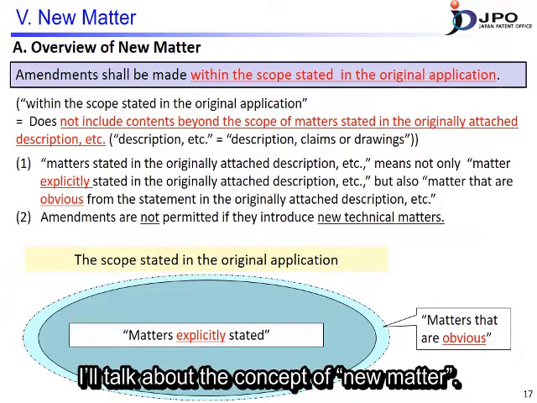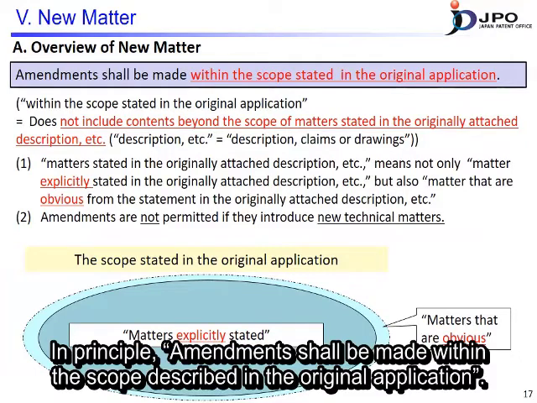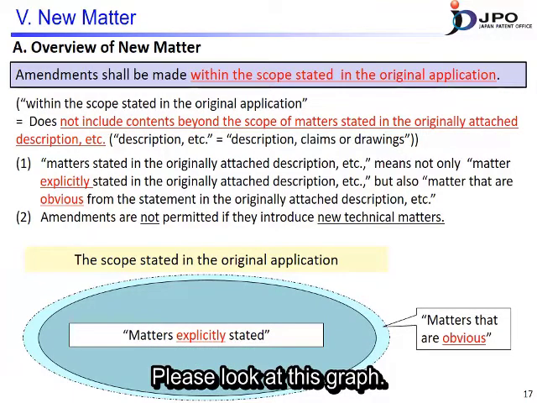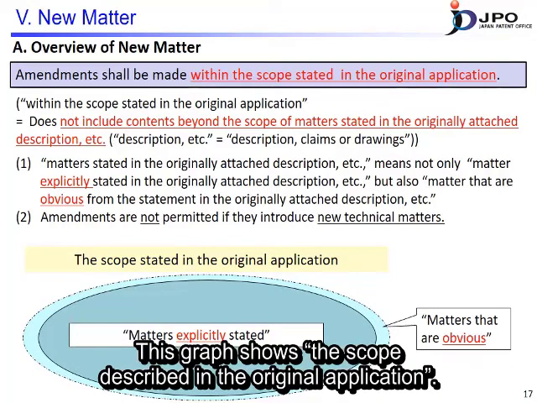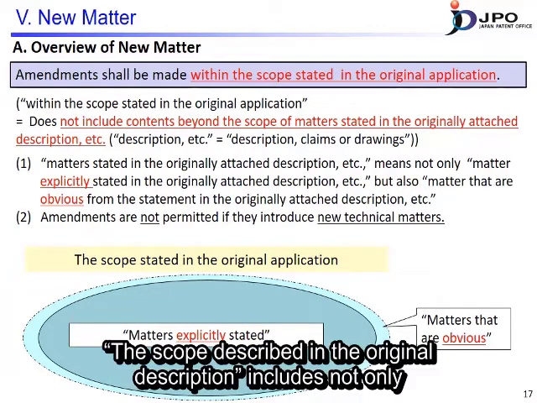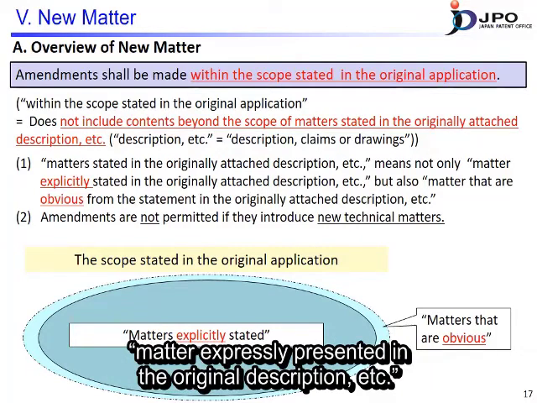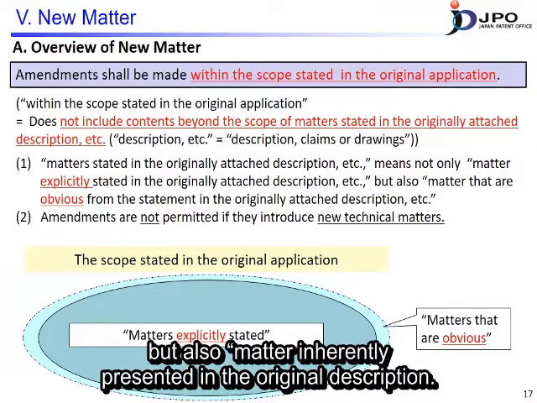I'll talk about the concept of new matter. In principle, amendments shall be made within the scope described in the original application. Please look at this graph. This graph shows the scope described in the original application. The scope described in the original description includes not only matter expressly presented in the original description, etc., but also matter inherently presented in the original description.